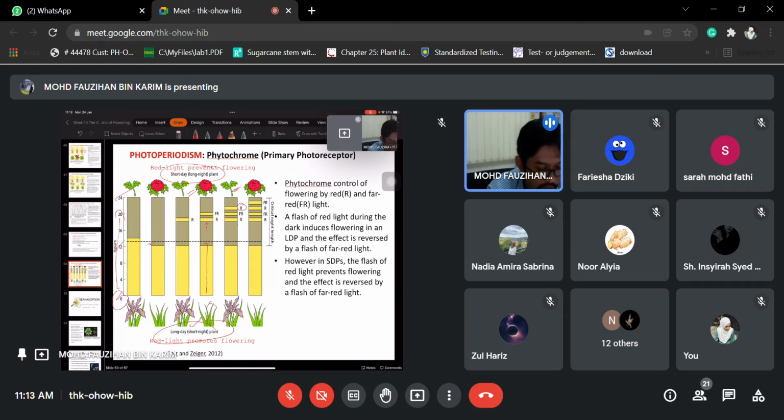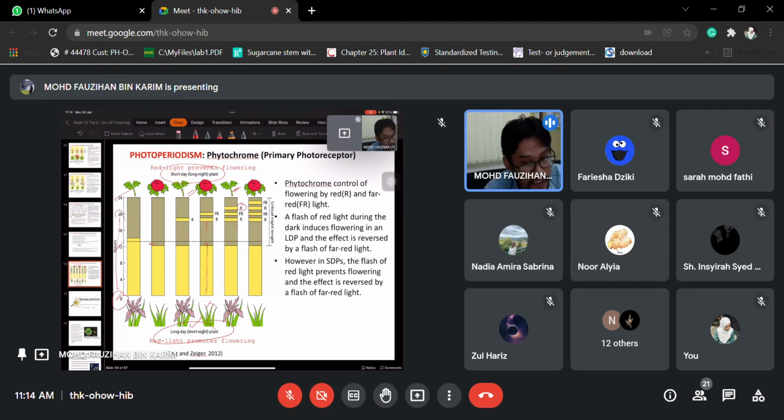bila you start giving darkness and then you flash red light, okay, the long day plant dia akan berbunga, short day plants dia tak berbunga, and then suddenly you bagi balik after few times, and then you bagi far red light, right? The long day plant sepatutnya not supposed to flower. Short day plant supposed to be flowering, right? Because the far red light is in favor of short day plants to be flowering.